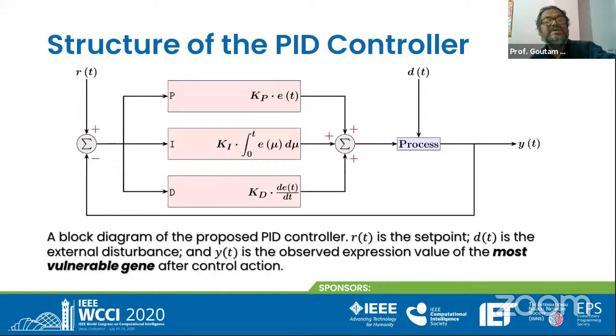ET is in this particular position. RT minus YT is called the ET. And this ET is given as an input to this controller. The controller is this particular block, PID. P means Kp into ET, I means integration, Ki into the integral of E(mu) d mu, and D means Kd into dE/dt. So Kp, Ki, Kd, we have to find out mathematically.